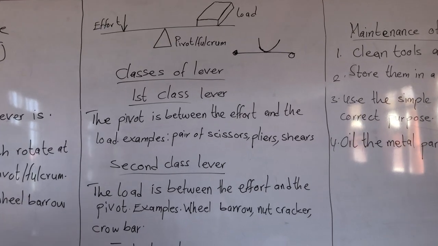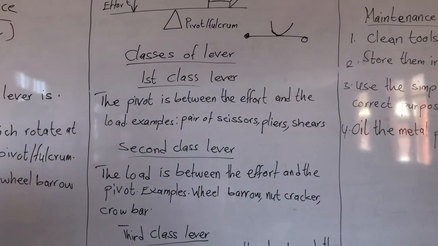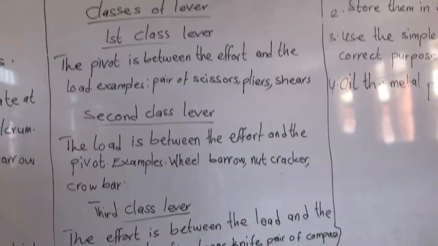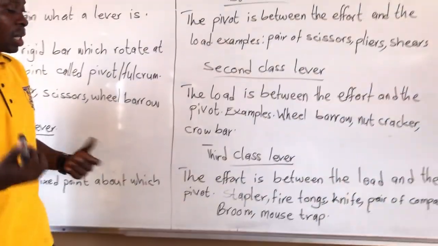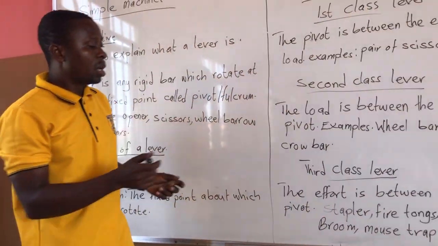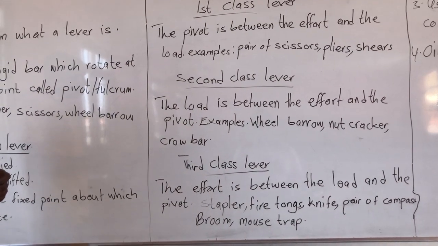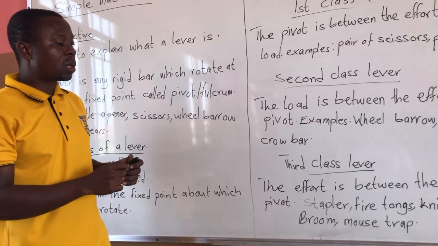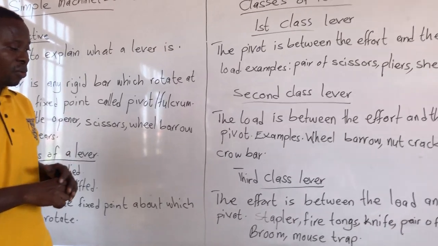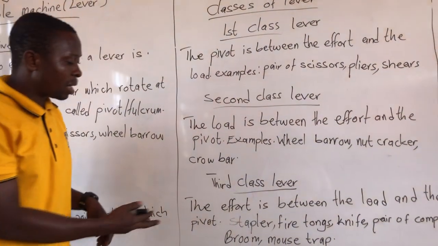Very good. Let's look at the last class of lever, the third class of lever. In the third class of lever, the effort is between the load and the pivot. A typical example is the stapler.